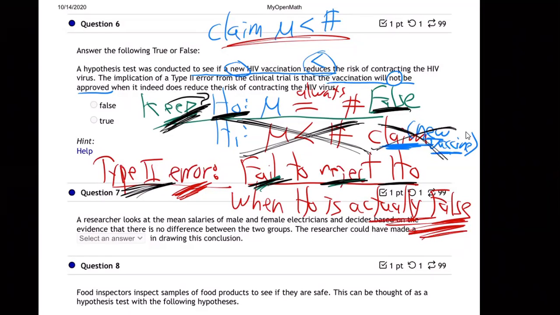You got rid of the claim, you got rid of the new vaccine. You said, no, we don't think the new vaccine's better. We're keeping the old one. We're keeping the null, right? The new vaccination will not be approved when indeed it is better. Yeah, that's exactly what a type 2 error would be. That would be if we had a new vaccine for COVID, but the studies ended up rejecting and saying, no, we don't think it's better, when really it works. That would be a type 2 error. Exactly.